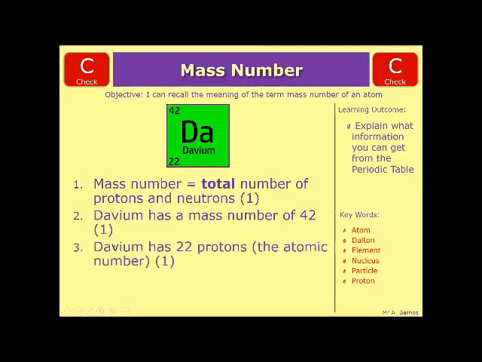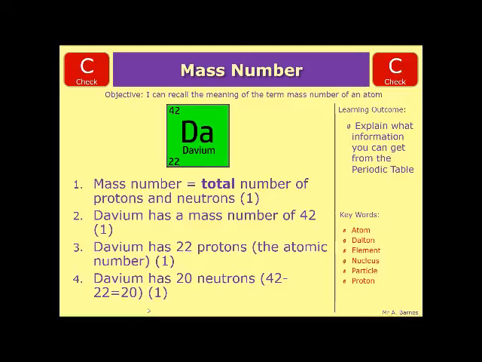Your third marking point is saying that that bottom number, the 22, is the number of protons. So if we have 22 protons, the rest of them are going to be neutrons at the top, which is going to be 20, which is 42, take away 22, which gives you 20. So there are 4 marking points there. Any 3 of those would have got you your 3 marks. Hopefully that has helped and made sense to you.